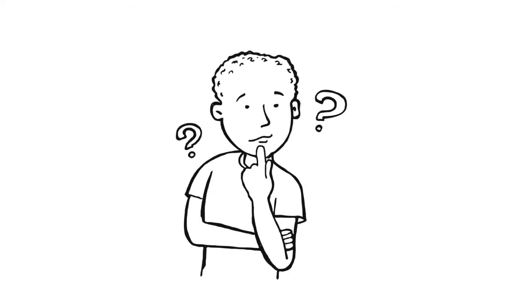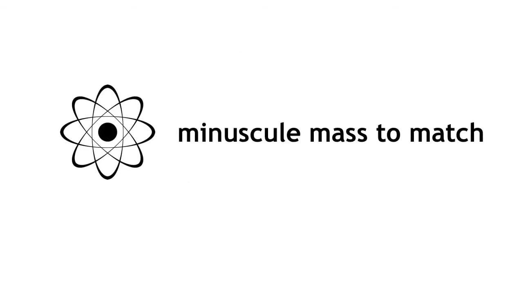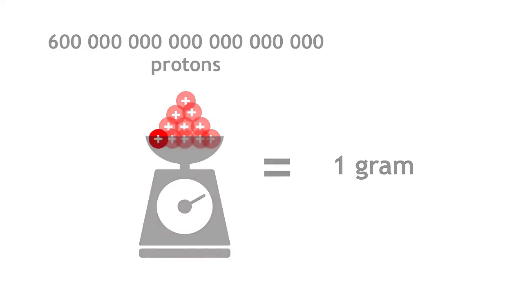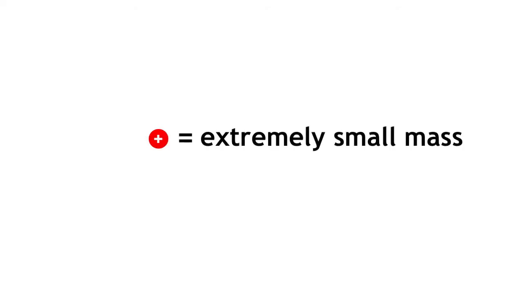Now, if we think about the minuscule scale that we're talking about, the constituents of an atom must have a minuscule scale to match. If we were to weigh protons, we would need 600 sextillion to just weigh 1 gram. So one proton would have a very, very small mass. And the same is true for neutrons and electrons. This is why we weigh them in relation to each other.